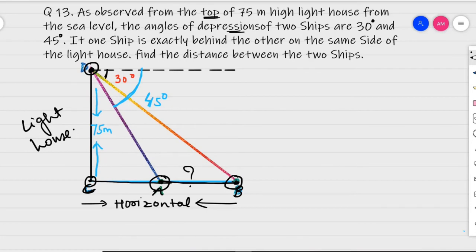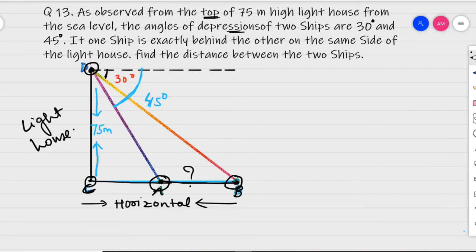Now, first of all, try to understand again what is given. See here. There is a lighthouse CD. The height of the lighthouse is 75 meters. There are two ships in the sea. Both of them are one behind the other. The first ship is making an angle of 45 degree and the second ship is making an angle of 30 degree. See, when the ship is far away from you, the angle made is smaller, and when the ship is nearer to you, the angle made is greater.